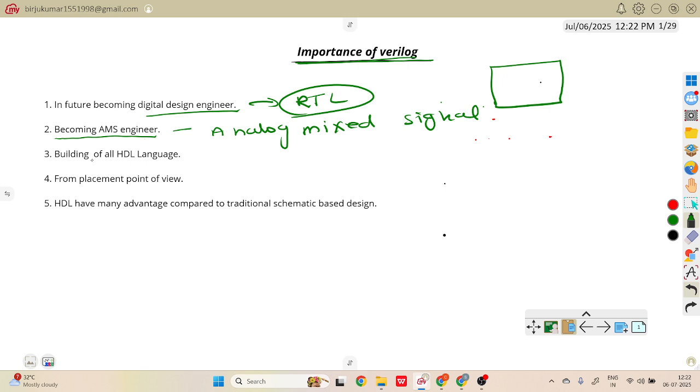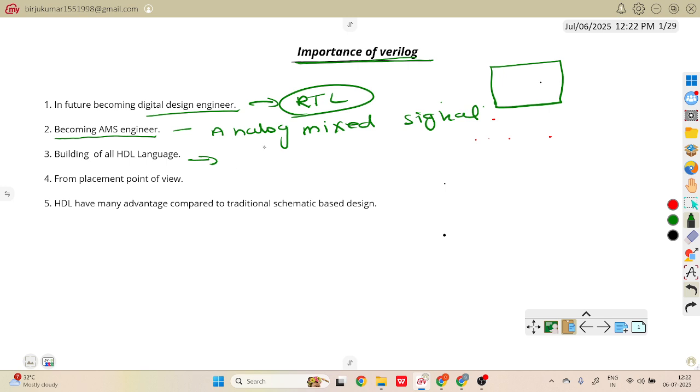One thing I will tell briefly. For designing analog circuits, we have Verilog-AMS for both digital and analog circuits. In the next part, I will tell some differences. So this is the building of all HDL.